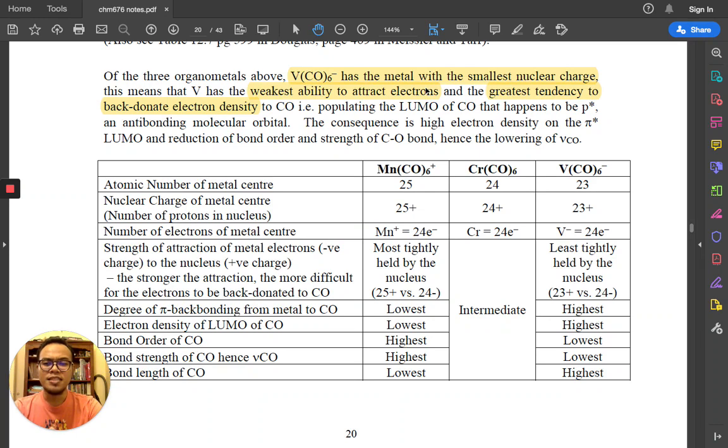But the question is how strong, how likely the back donation will happen. So that is the big question here. As I said, the weaker the ability to attract electrons, the greater the tendency for the metal to be giving back the electrons to your ligand. Hence, populating the LUMO of your carbonyl, in this case the pi anti-bonding.